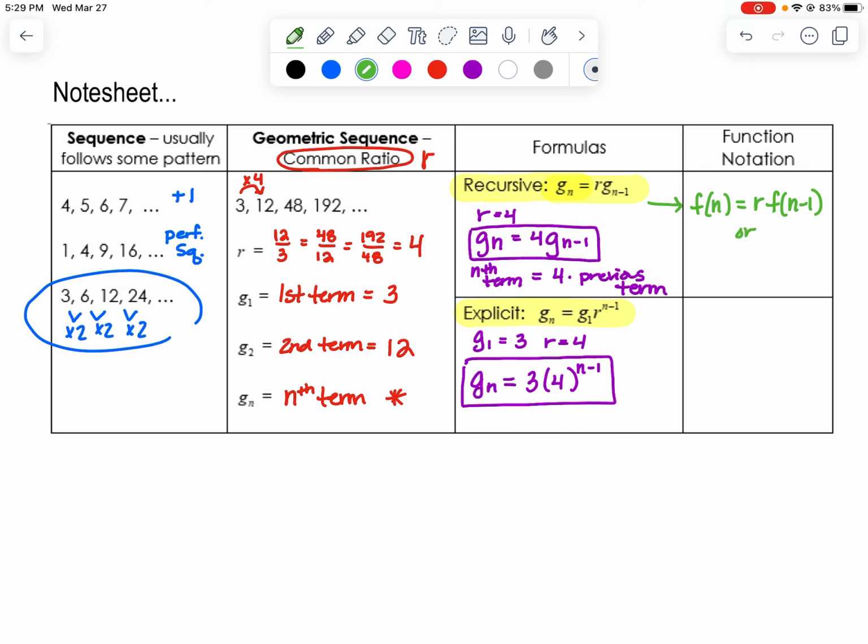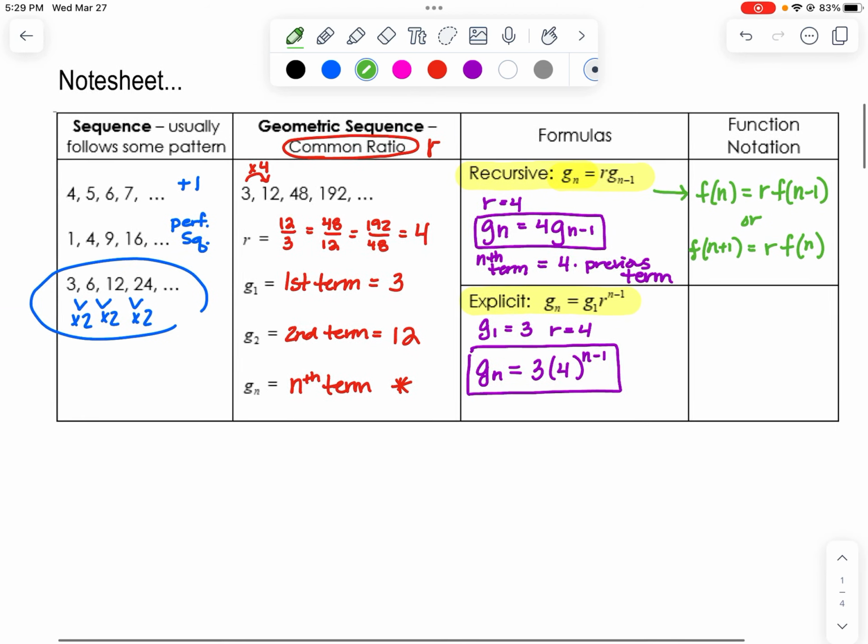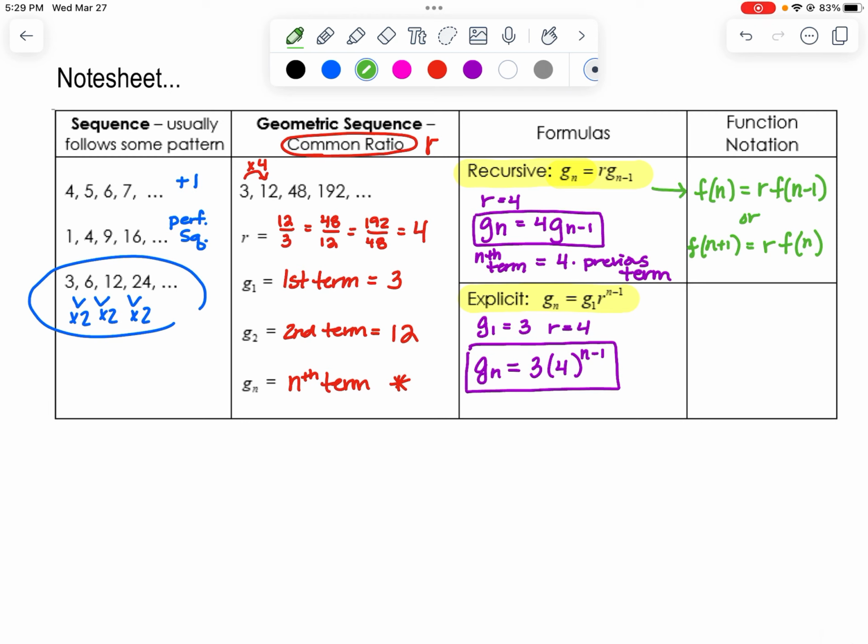And another way to write that is instead of finding the nth term, we sometimes say, how do we find the n plus 1 term or the next term? So f of n plus 1 is going to be r times the term before that, and the term before n plus 1 is just n. So those are really similar formulas for function notation. Now we can also do function notation with our explicit formula, and we just use f of n instead of g sub n.